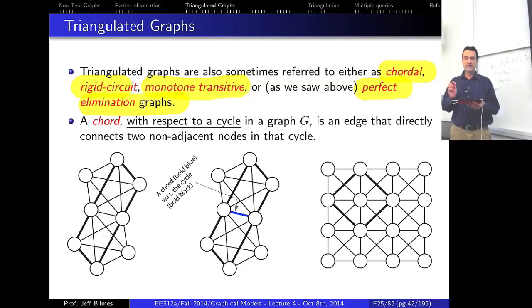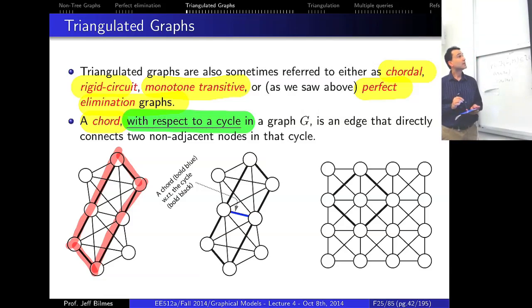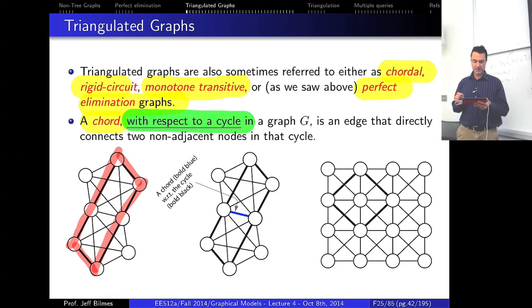And so the definition of a chord, when you first hear about this, is a little bit confusing, but a chord is always with respect to a cycle. So you've got some cycle in the graph. In this graph on the left, here's a cycle, which I'm highlighting in red now. There's a cycle, and a chord is with respect to some cycle.